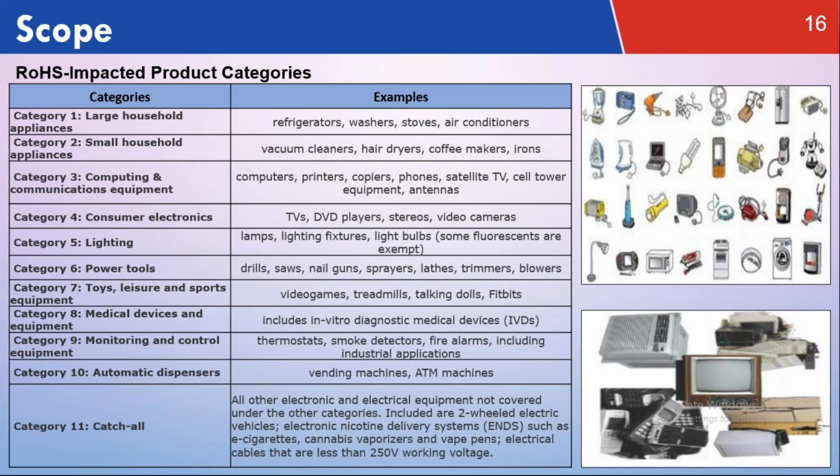So the examples for each category are shown on the right side: refrigerators, vacuum cleaners, computers, TVs, printers, lamps, solder, drills for power tools, toys, video games, etc., medical devices, and monitoring devices, thermostats, automated dispensers, vending machines, ATM machines, etc. So in addition to these 10 categories, we also have a category called 11. This 11th category includes all other products which are not included in the above 10 categories. So that's all about the categories, and you can see some examples of the products, a visual representation of the products available under different categories.